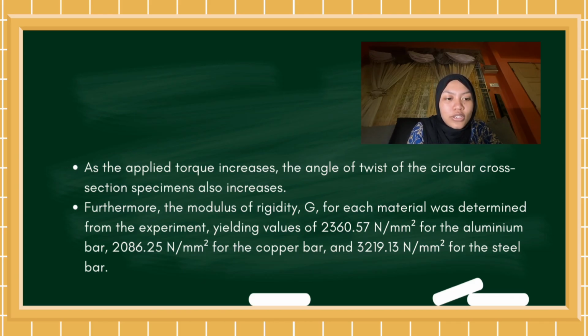Furthermore, the modulus of rigidity G for each material was determined from the experiment, yielding values of 2360.57 Newton per millimeter squared for the aluminium bar, 2086.25 Newton per millimeter squared for the copper bar, and 3219.13 Newton per millimeter squared for the steel bar.